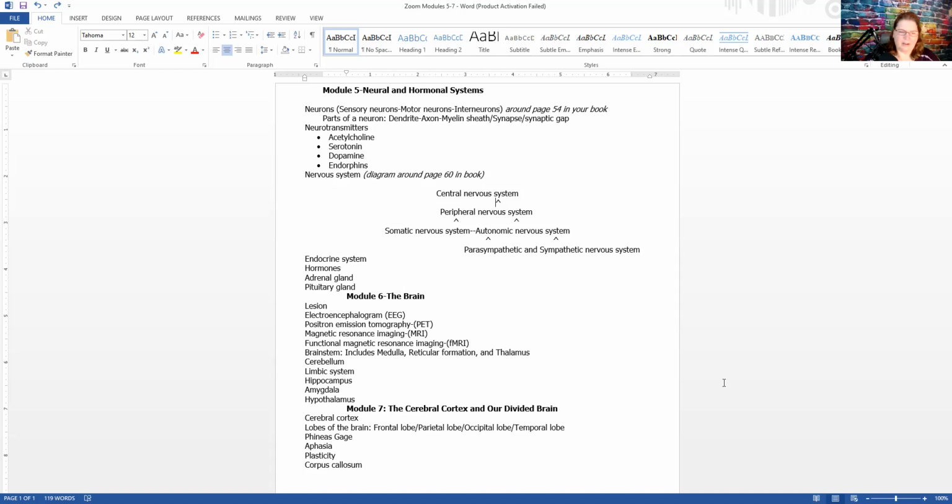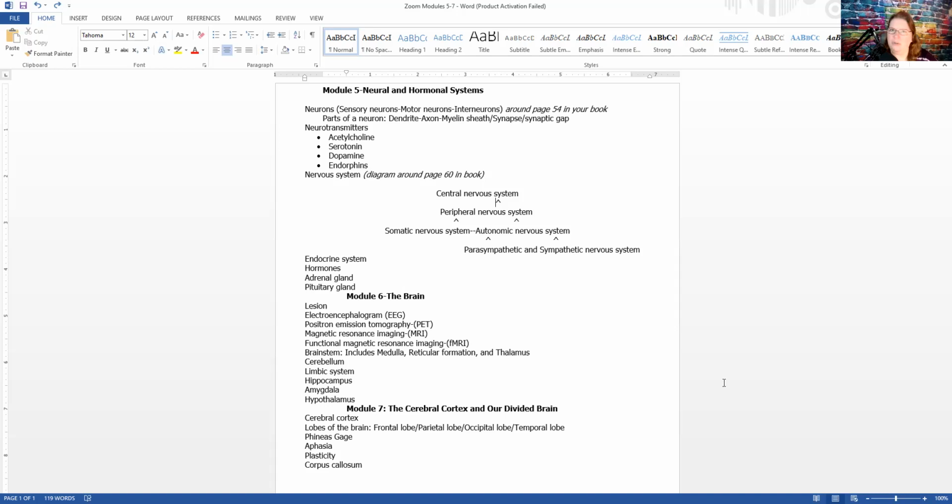Module 7, the cerebral cortex and our divided brain. The cerebral cortex is the outer covering of your brain. It's the wrinkled part. If you've ever seen a brain in real life, a human brain has a lot of what are called convolutions, and convolutions is simply a fancy way of saying wrinkles, these creases in our brain. The cerebral cortex of any particular organism, the wrinkles indicate sophistication of thought. The cerebral cortex is an indicator of basically how intelligent a species is.